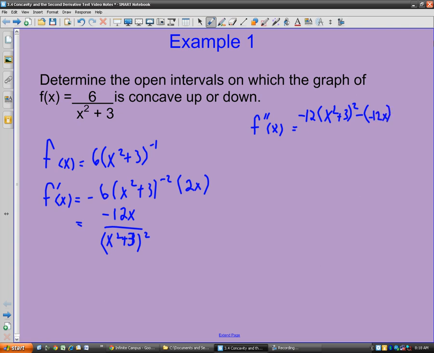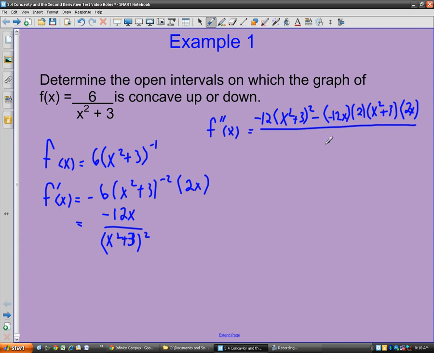In order to take the derivative of the bottom, I'm going to have to use a chain rule. So that's going to be the 2 times the original function, reduced power by 1, and then the derivative of the inside, which is 2x. And all of this is going to be over the bottom squared, which makes it, instead of squared, to the 4th power.